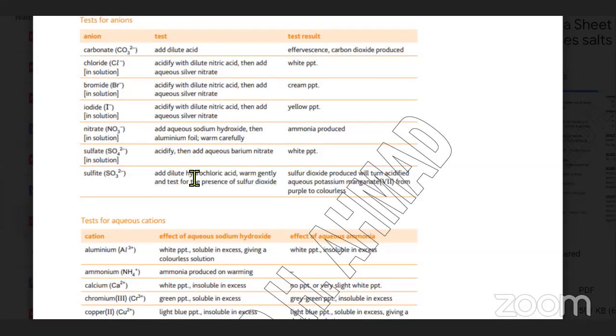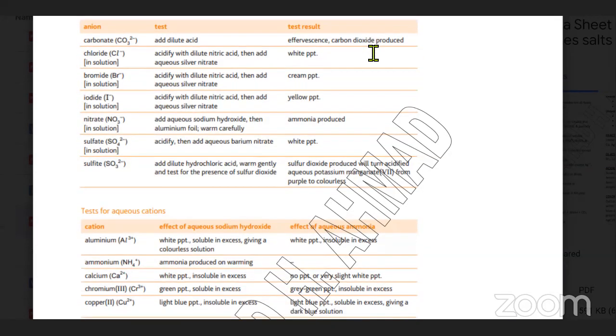Sodium hydroxide, aluminum foil. Sulfates, barium nitrate डालो, white precipitate. Sulfite, हाइड्रोक्लोरिक एसिड में you warm gently, sulfur dioxide produce होती है जो वो oxidising agent का color change कर देता है, purple to colourless. तो some of the tests can be remembered because they are very similar. कार्बोनेट्स का एसिड डालो तो कार्बन डाइऑक्साइड गैस प्रोड्यूस होती है.